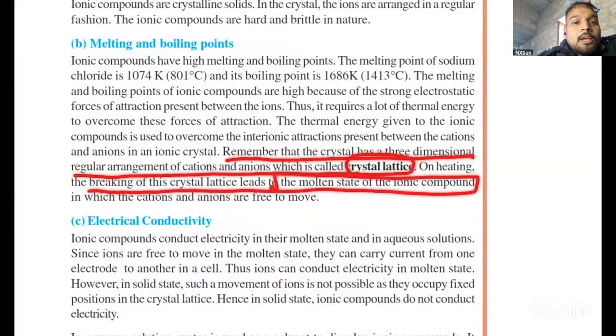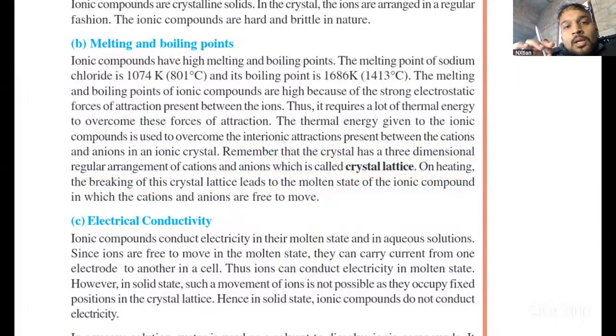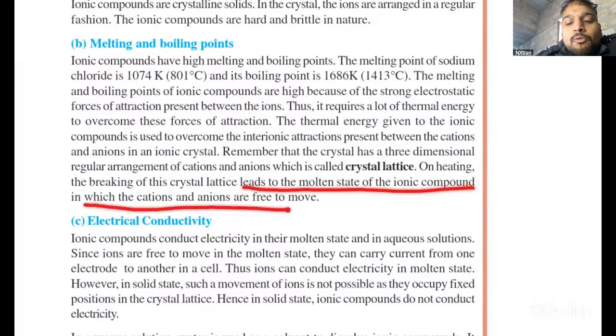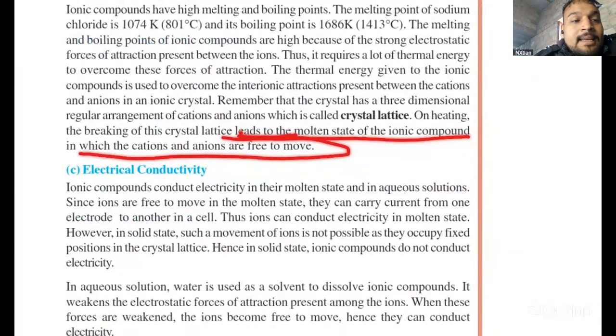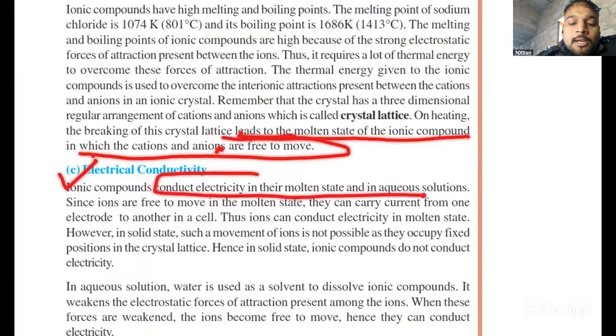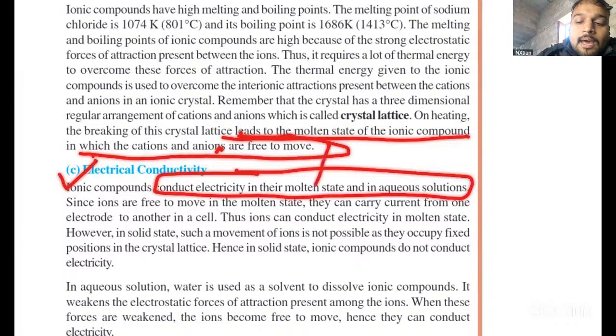Remember this thing. If you heat an ionic compound like namak, like NaCl, it will become a molten state. Molten state means like lava. Got it? So it will lead to the molten state in which cations and anions are free to move. Because they are in the molten state, cations and anions can easily move. Hence, in the molten state only, they can conduct electricity, or in aqueous solution. Molten state, we just learned; aqueous solution means adding water.